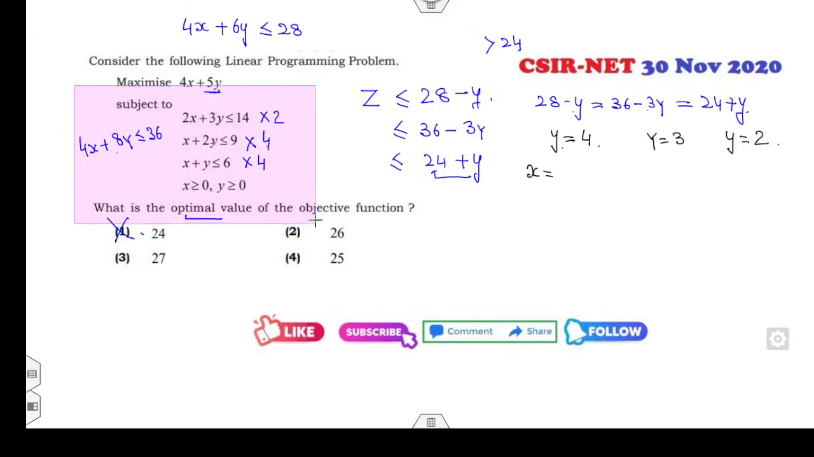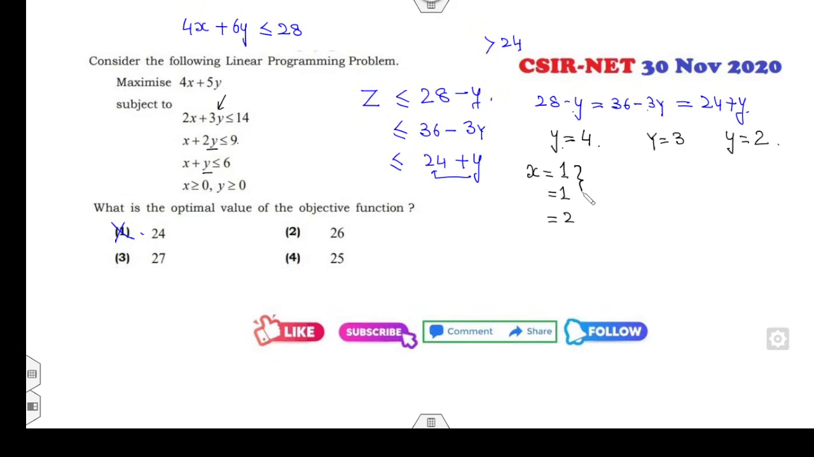When y is equal to 4, you can substitute here: 12, 2, 1. Y is equal to 4, 8, 1. Y is equal to 4, 2. Yes, 2 values are satisfied. So your solution will be 1, 4. Just check this: the third one is getting satisfied. 1 plus 4 less than 6, satisfied.